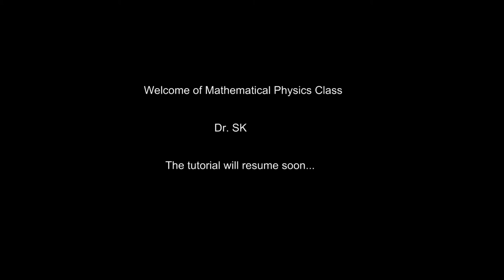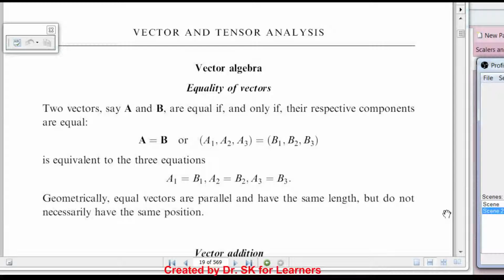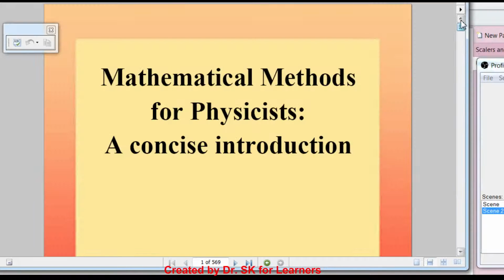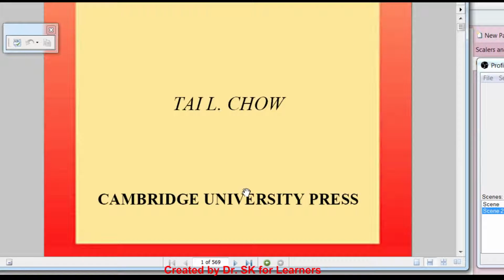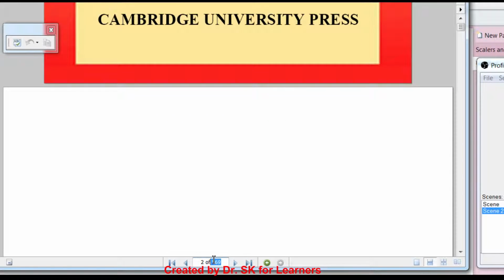We have started with vector analysis, scalars and vectors, and as I had told you in my previous classes, I am referring to one of the books in mathematical physics. You can see the book here. It's Mathematical Methods for Physicists, a concise introduction by Tai and Chow.